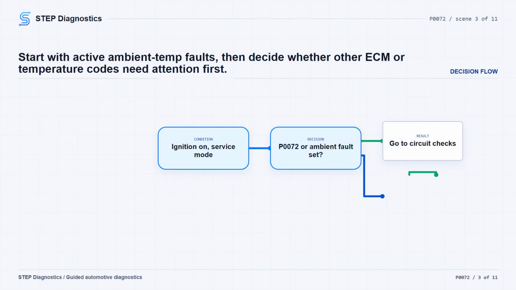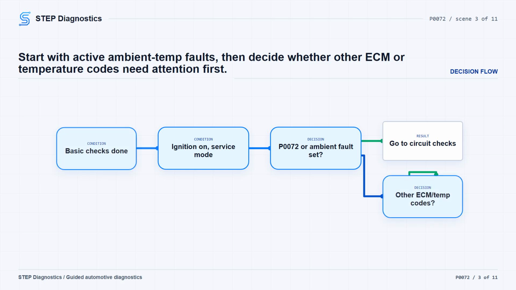Before the pinpoint checks, start with the basic system checks and follow a structured diagnostic approach. Then turn ignition on with the vehicle in service mode. First, see whether P0072 or another ambient temperature circuit fault is currently set. If it is set, move into circuit testing. If that group is not set, check for any other ECM or temperature-related codes. If other codes are present, check what they mean first.